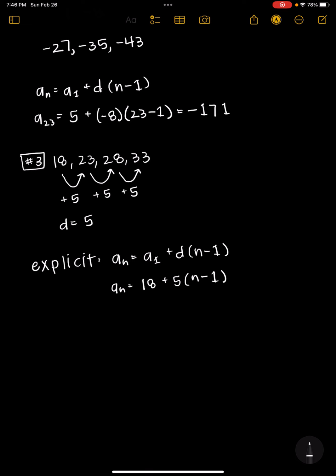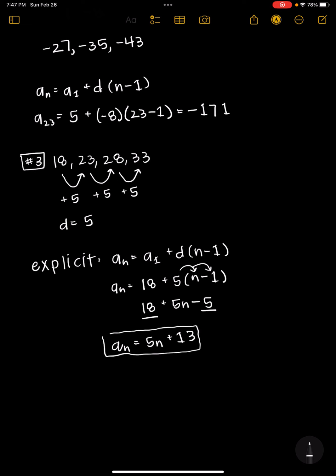And we can actually simplify this a little bit. We can distribute this 5 inside the parentheses, which would give us 18 plus 5n minus 5. And then we can combine these like terms, which would give me a sub n is equal to 5n plus 13. So this is my explicit formula.